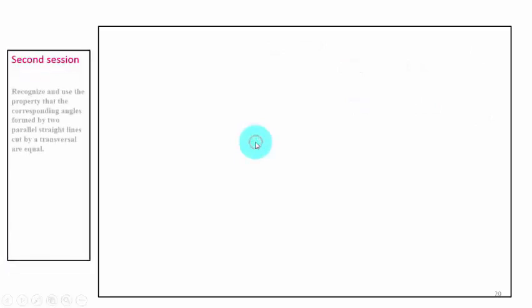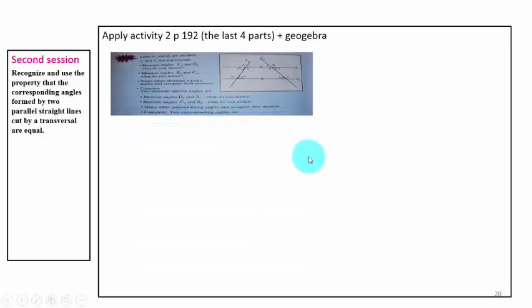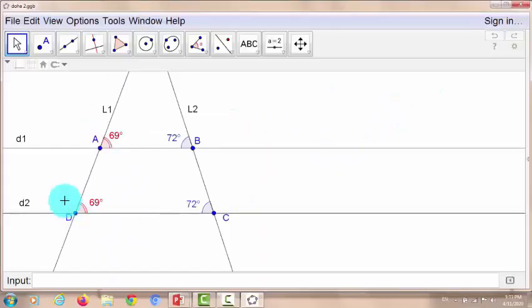Our second objective is to recognize and use the property that the corresponding angles formed by two parallel straight lines cut by a transversal are equal. Now the relation between corresponding angles and the parallel straight lines. Also, my students, open your books, page 192, activity. In the figure here, my students, line D1 and line D2 are parallel to each other. L1 a transversal, L2 transversal. Look for corresponding angles. They are equal to each other.